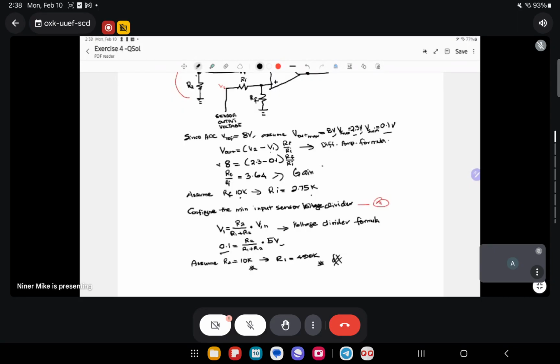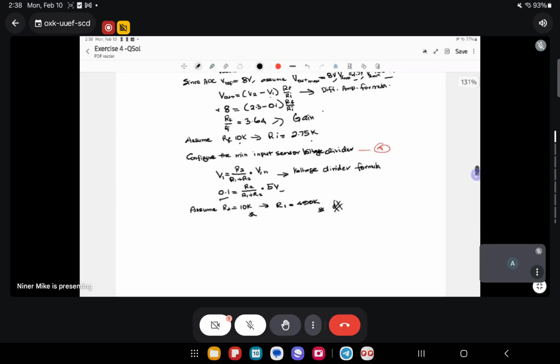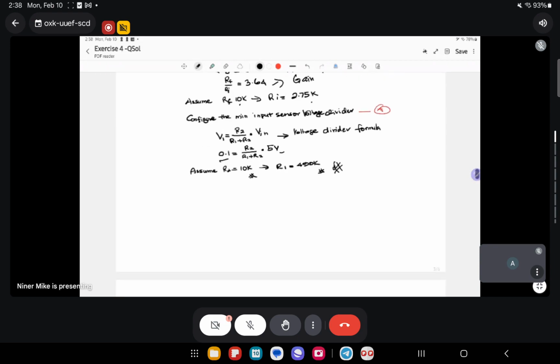This assumption has to be good enough so that you can get a value of R which is available in the market. You don't want some weird value that you cannot find in the market.